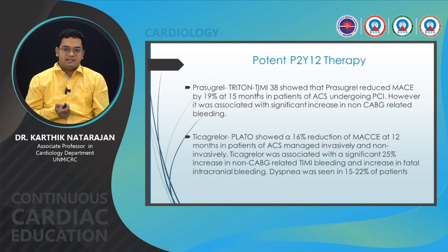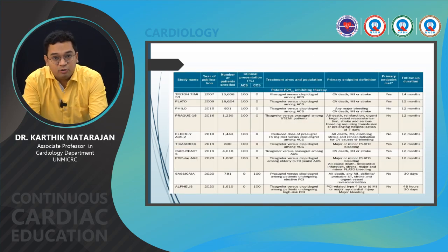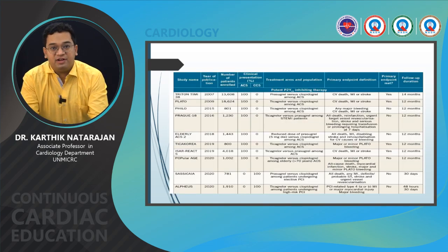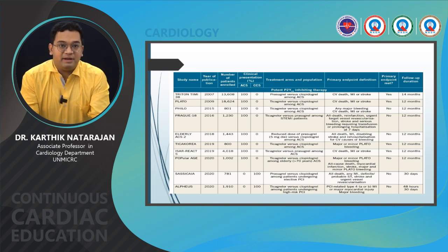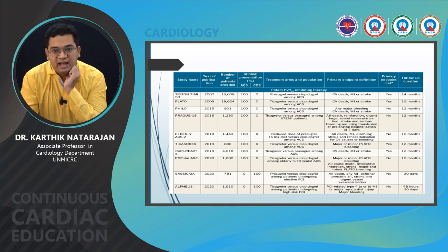But again, there is a significant 25% increase in non-CABG related major bleeding. Although the total incidence of major bleeding was not significantly different between the two groups, non-CABG related bleeding was increased by 25%, and dyspnea was another side effect seen in 15-22% of patients. So these are the various trials which have shown that potent P2Y12 therapy may be useful, and which have also compared prasugrel and ticagrelor, but we have not come to a conclusion, and larger randomized trials would be required to differentiate between ticagrelor and prasugrel.